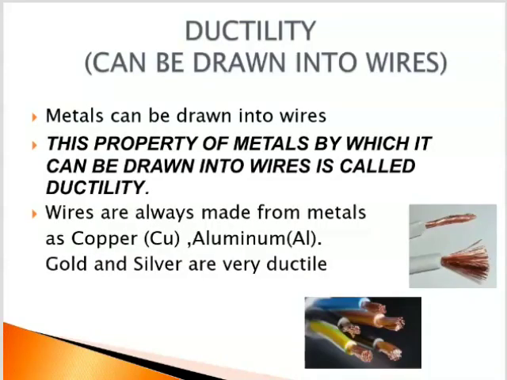Ductility. You might have seen the wires made up of copper and aluminium. Therefore, metals can be melted and drawn into wires. The property of the metals by which they can be drawn into a thin wire is called ductility. Metals such as gold, silver and copper are very ductile.